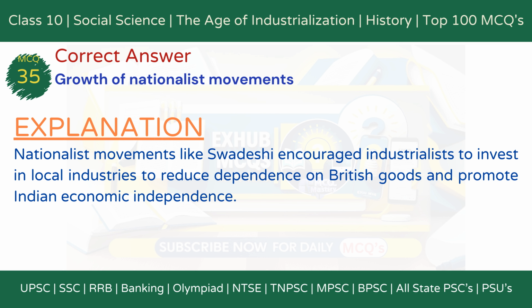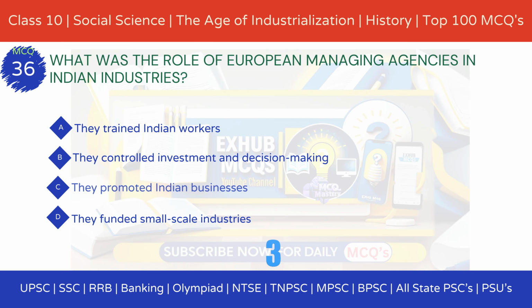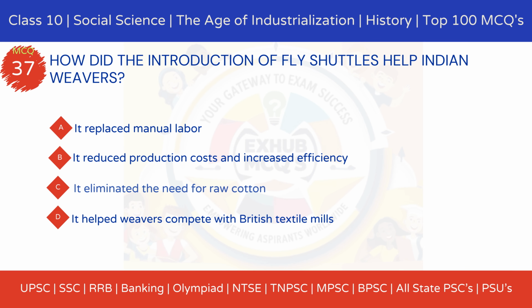economic independence. MCQ 36. What was the role of European managing agencies in Indian industries? Option A. They trained Indian workers. Option B. They controlled investment and decision-making. Option C. They promoted Indian businesses. Option D. They funded small-scale industries. The correct answer is option B. They controlled investment and decision-making. Explanation: European managing agencies handled financial decisions, invested in industries beneficial to British interests, and restricted Indian entrepreneurs from significant control.